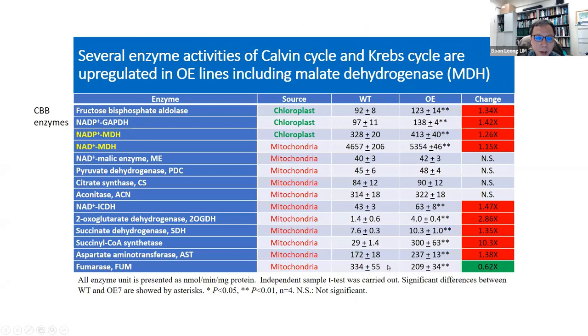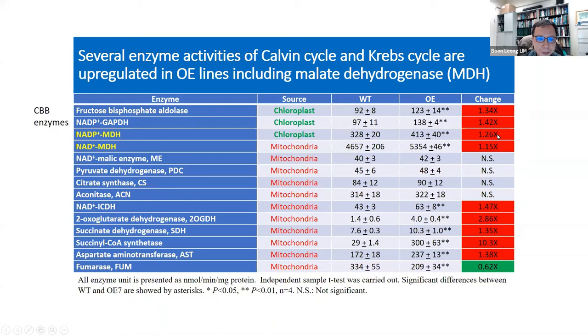And then we compared some enzymes of the CBB cycle as well as the TCA cycle. We isolated chloroplasts and mitochondria from the wild type and the fast-growing line. And we find that the fast-growing line has higher CBB enzymes, and some TCA enzymes also have higher capacity in the OE mitochondria, except the fumarase, and some of the enzymes have no change. For the two malate dehydrogenases in chloroplast and mitochondrion, they increase 15 to 26%.